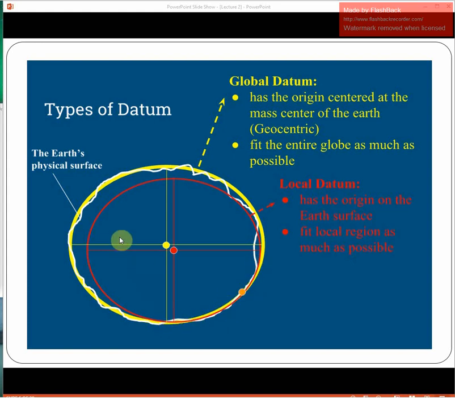So that also means, the implication is that if we had the Australian datum, and we were using that for a mapping project, and we decided to map something over here in North America, it wouldn't work. It wouldn't fit, and we'll see a little bit more of that in a minute. So just know that there are different kinds of datums out there.